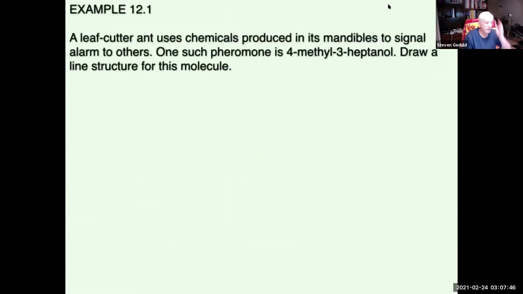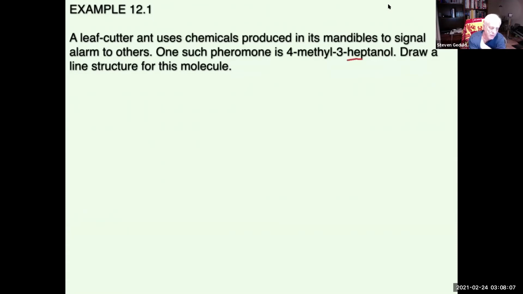Okay. The leafcutter ant uses chemicals produced in its mandibles to signal alarms to others. One such pheromone is 4-methyl 3-heptanol. Draw the line structure for this molecule. Okay, remember what I told you in organic chemistry? You always work backwards, right? So start at the back.